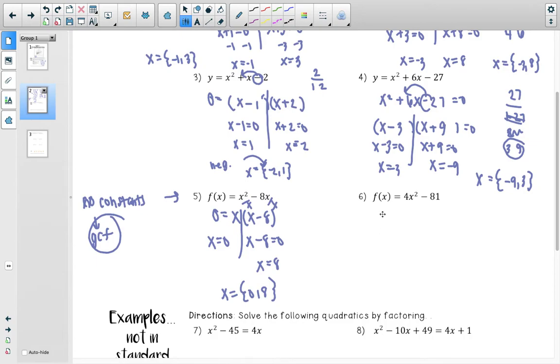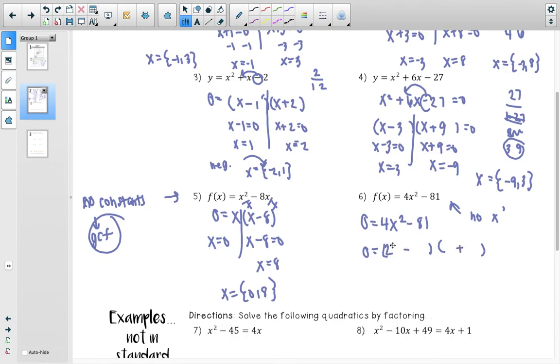Okay, so number 6, this has no x to the first power. What you should notice is that these two things are subtracting. It's a binomial because there's two terms, and you can take the square root of 4, you can take the square root of x squared, and you take the square root of 81, and that is factoring by difference of perfect squares. So if you remember, you're basically taking the square root of everything and having a plus and minus sign. So the square root of 4 is 2.